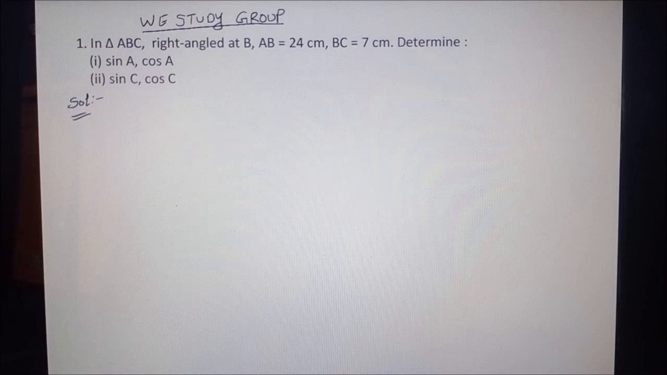Today we are discussing exercise 8.1 of 10th class. Now we are doing question first of exercise 8.1. In first question, in triangle ABC, right angle at B. AB is equal to 24, BC is equal to 7 centimeter. Now according to our given statement, let us draw a triangle.